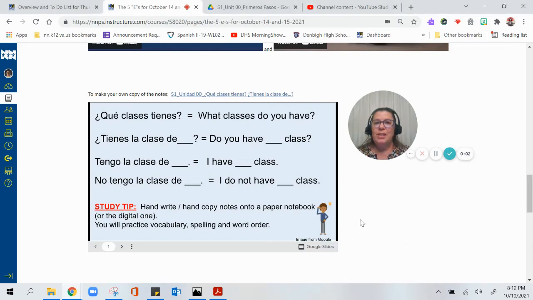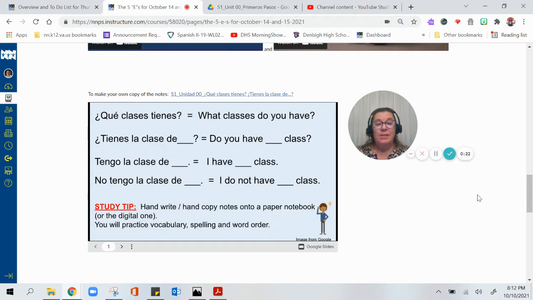Now let's focus on studying what classes you have. ¿Qué clases tienes? ¿Tienes la clase de? Tengo la clase de. No tengo la clase de. And a class is going to go into that blank there.